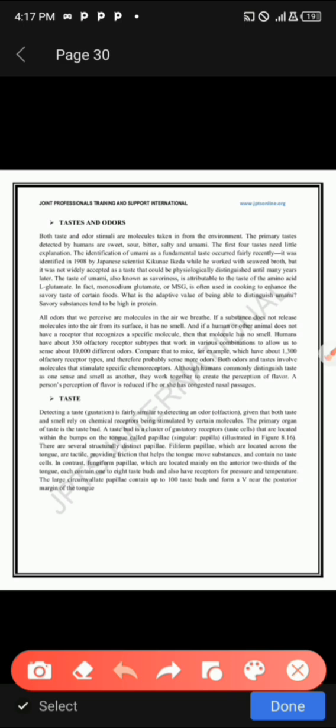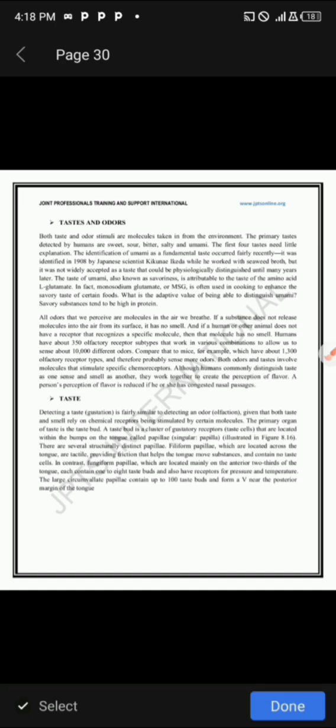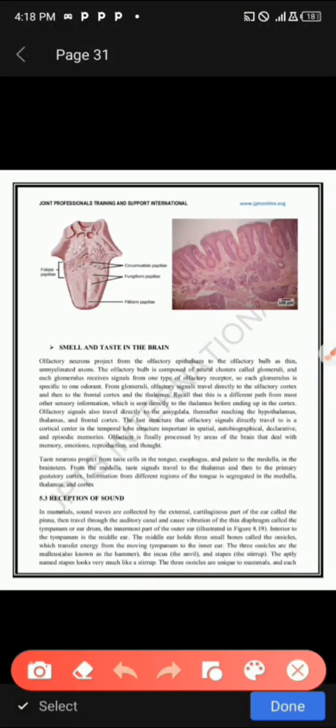The primary organ of taste is the taste bud. The taste bud is a cluster of gustatory receptor, taste cells that are located within what? Within the bumps of the tongue called what? Papillae. Single papillae illustration. We are going to see some illustrations. You use it to taste something through your tongue. Look at the diagrammatic illustration of the tongue.